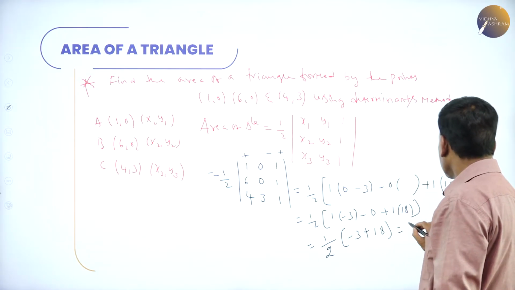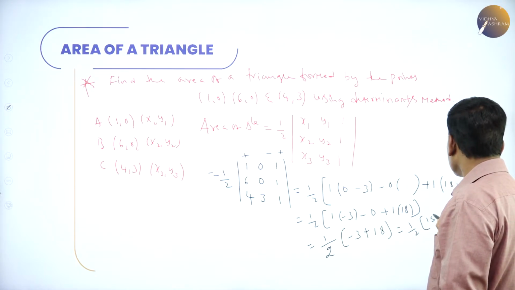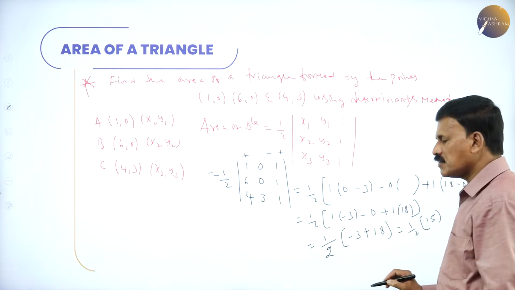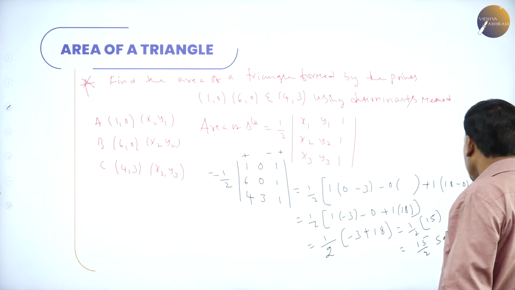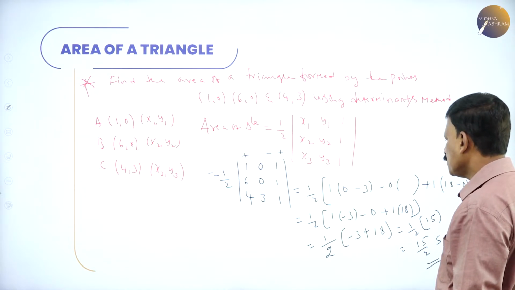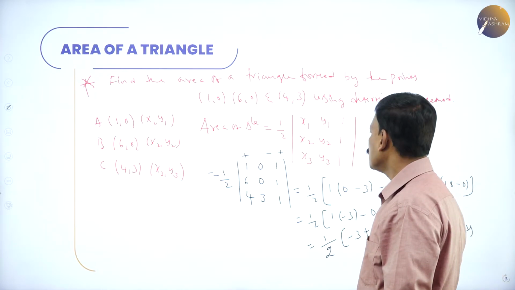So, this is 1 by 2 into 18 minus 3 is 15. 15, 16, 17, 18. So, this is equal to 15 by 2 square units. So, the required area is equal to 15 by 2 square units. Let me check, is it correct or not?